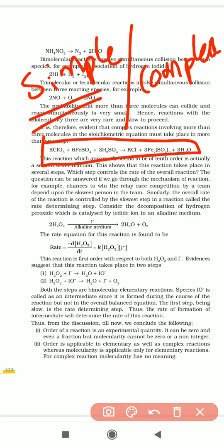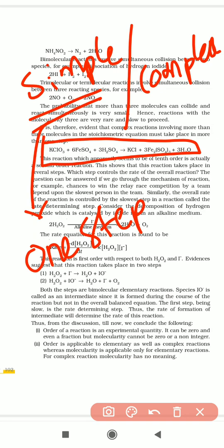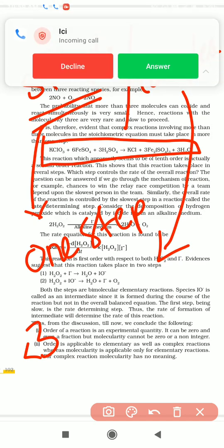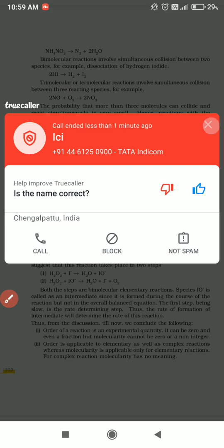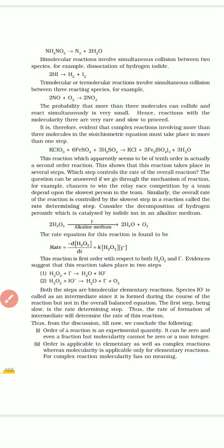Simple reactions are reactions that take place in only one step. If a reaction takes place in one step only, it is called a simple reaction. Complex reactions are those with three or more than three steps. Reactions like that are called complex reactions.